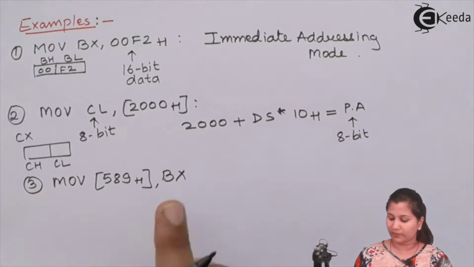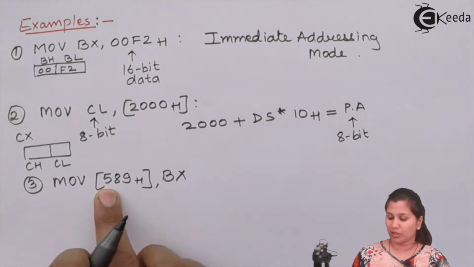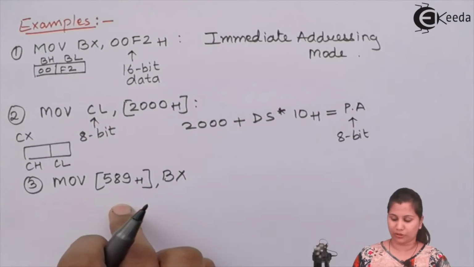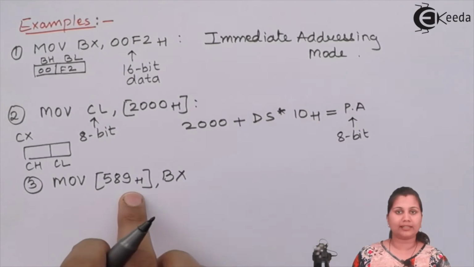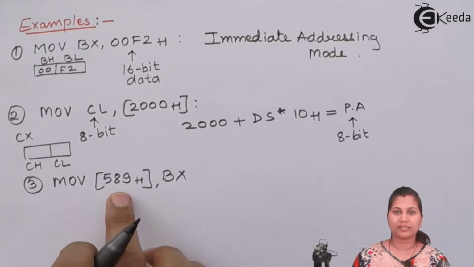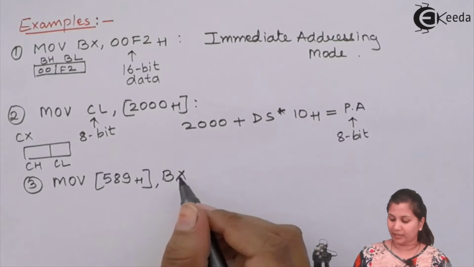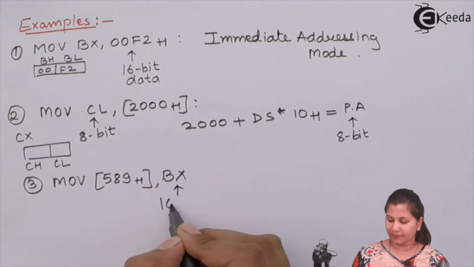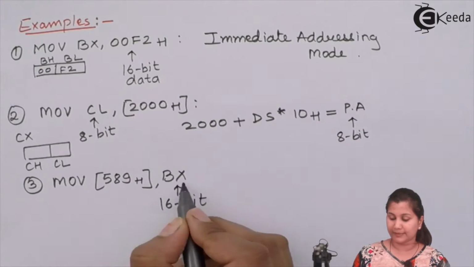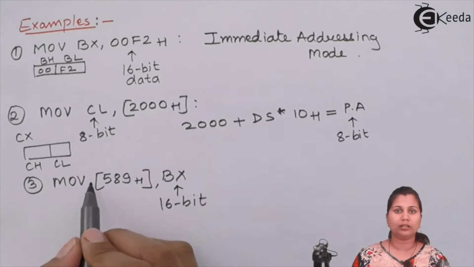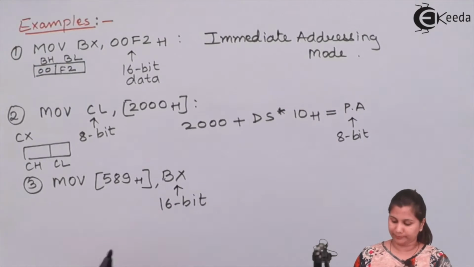This is between the register and the memory location. Source is the register and destination is the memory location. So 589, it is also the effective address that will be added into the data segment address, and then the physical address of the memory location will be obtained. So the 16-bit data which is available in this base register will be copied into the memory location.